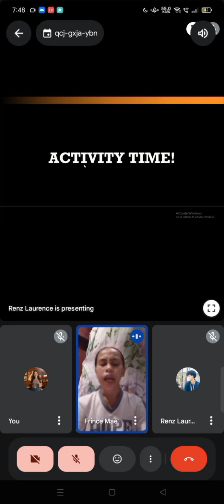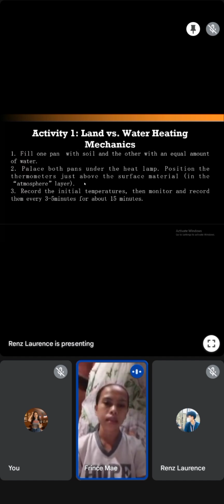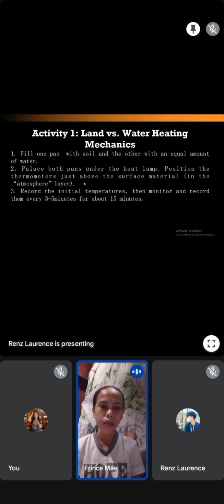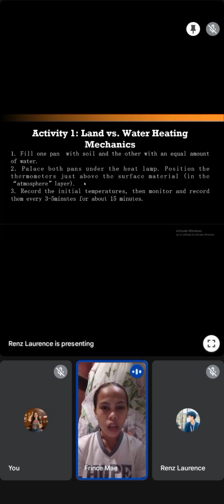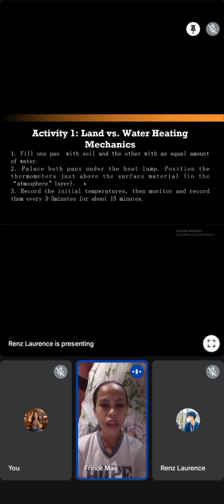So, activity time. Our activity this morning is all about land versus water heating mechanics. First, fill one pan with soil and the other with an equal amount of water. Second, place both pans under the heat lamp. Position the thermometers above the surface, in the atmosphere layer. Third, record the initial temperature, then monitor and record it every 3 minutes for about 15 minutes.